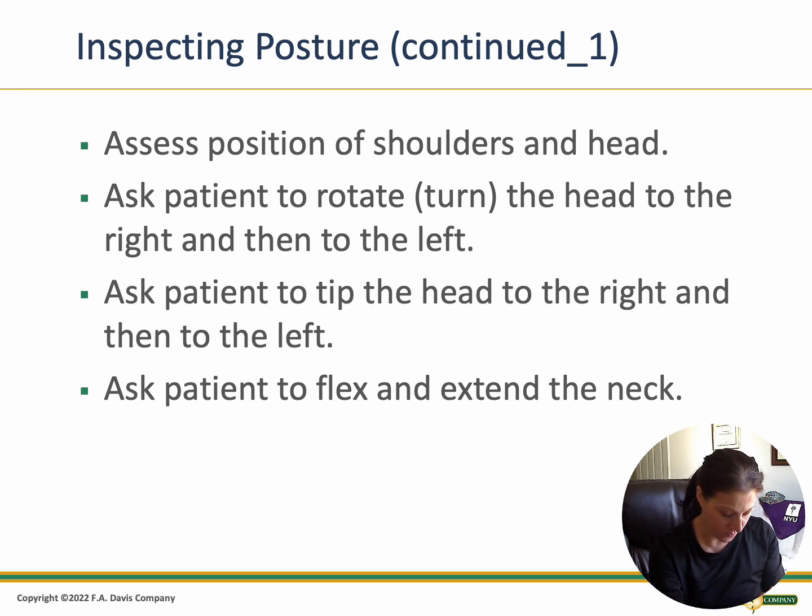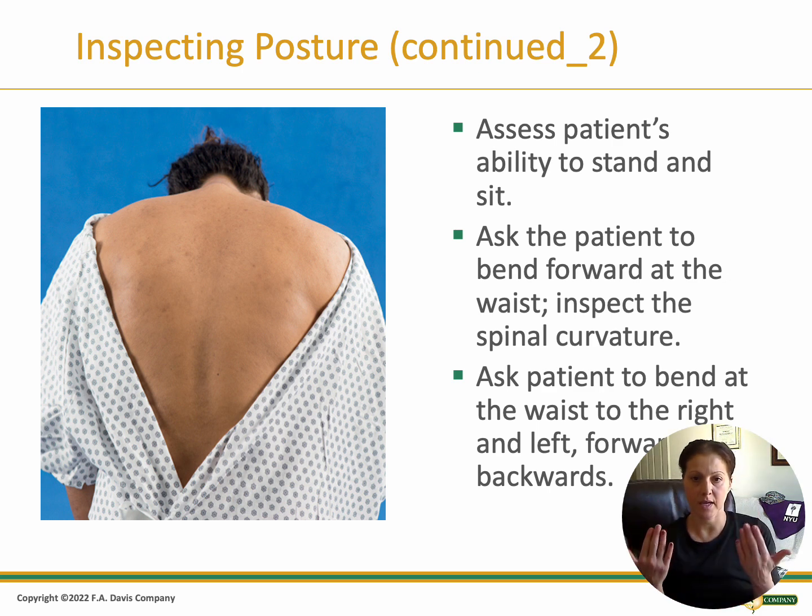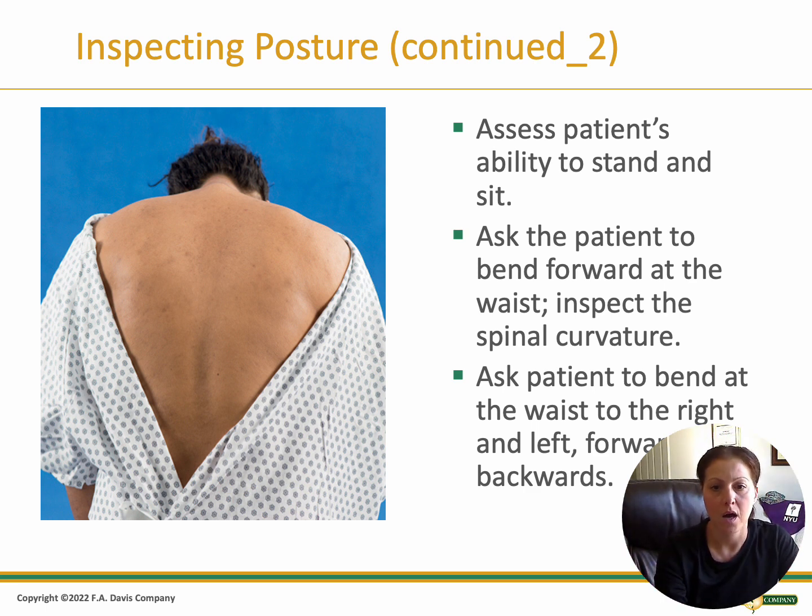Then you're going to ask them to flex forward, extend, and then hyperextend, where they're extending their head all the way back. For further assessment of their posture, we're going to look at their spine. We're going to palpate each individual vertebra, asking them to bend forward, bend to the side, and then bend to the other side, flexing forward, extending, and then hyperextending. Obviously, they're standing, so they won't fall.